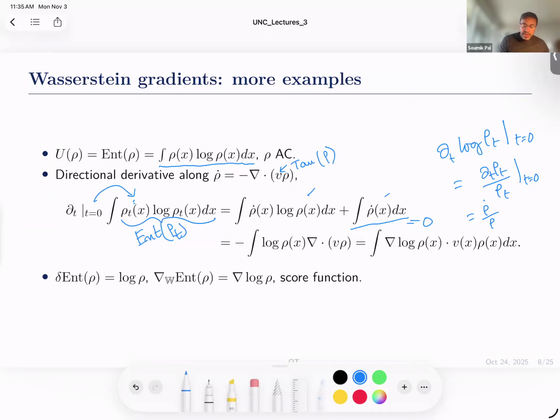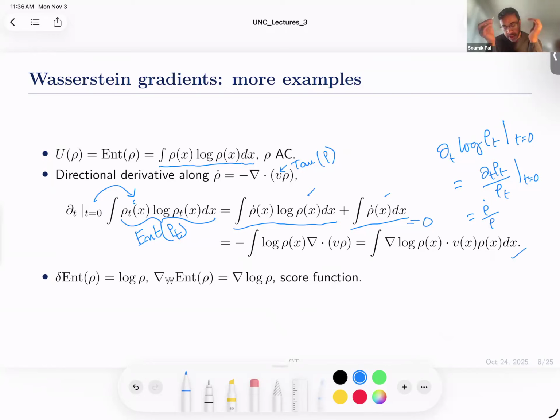And so the only thing I'm left with is this term, which is the integral of rho dot log rho x dx. Now I plug in that rho dot is equal to minus divergence of v rho, and I do my integration by parts. So the minus drops out and the gradient sits over here, and I get the integral of gradient of log rho x, v x, rho x dx. And that gives me my formula.